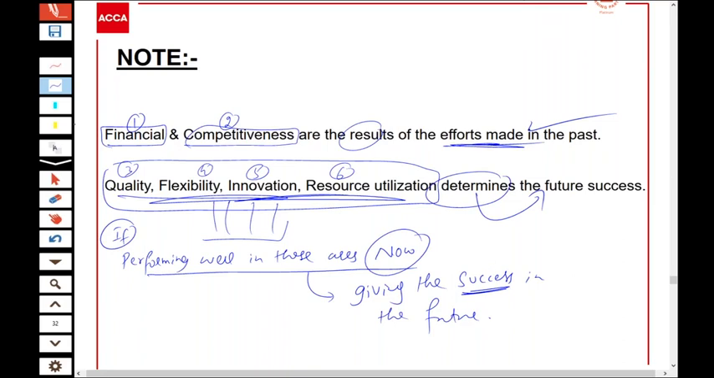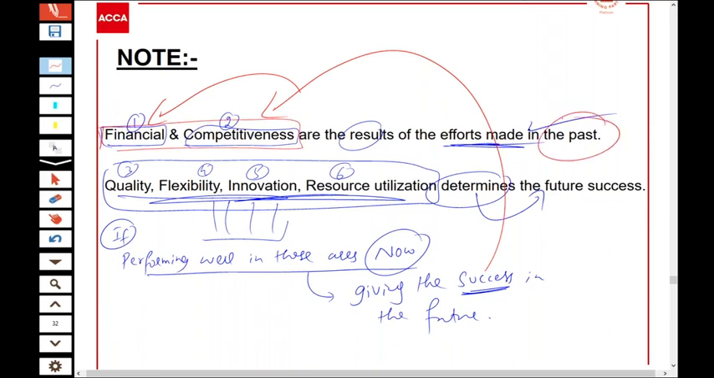And what is the success in the future? The success is more customers and more money, financial. So that means these two perspectives are the results of the efforts made in the past, and you have to perform well today. If you are performing well today, you will have success in the future. So remember these two statements as well, and I'm giving you a 10 seconds window in order to focus on these two statements, and I will be proceeding to the next slide.